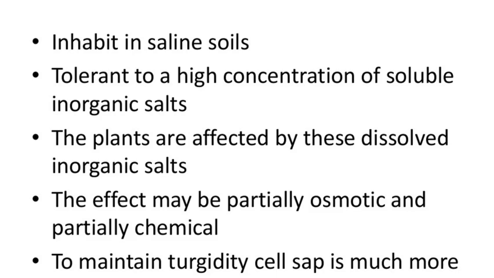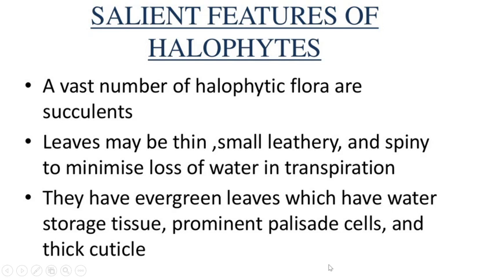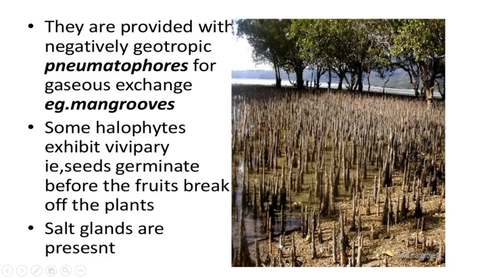Distinguishing characters of these plants are here on this slide: inhabit saline soils, tolerant to high concentration of soluble inorganic salts. The plants are affected by these dissolved inorganic salts. The effect may be partially osmotic and partially chemical. To maintain turgidity, cell sap concentration is much more. A vast number of halophytic flora are succulents. Leaves may be thin, small, leathery, and spiny to minimize loss of water in transpiration. They are mostly evergreen, which have water storage tissue, prominent palisade, and thick cuticle.